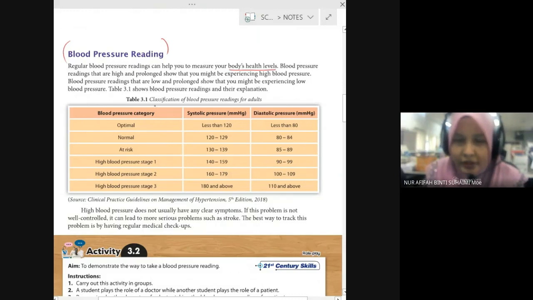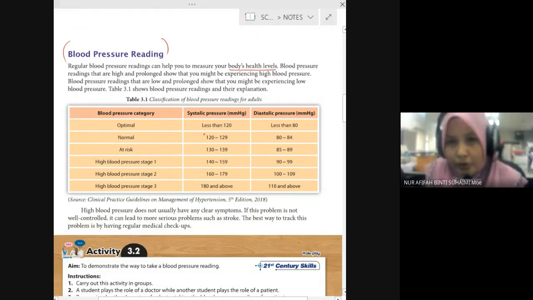So when you see this Table 3.1, the classification of blood pressure reading for an adult. We have the optimal reading, which is less than 120 for systolic and less than 80 for diastolic pressure. That is optimal reading. So normal reading is in between 120 to 129, and diastolic 80 to 84.